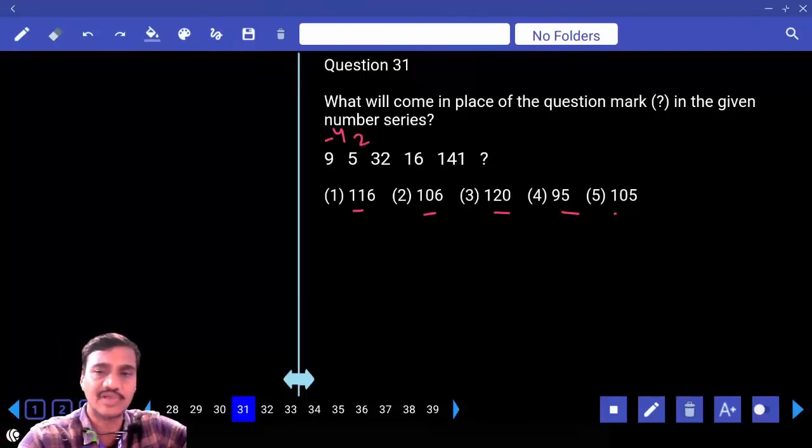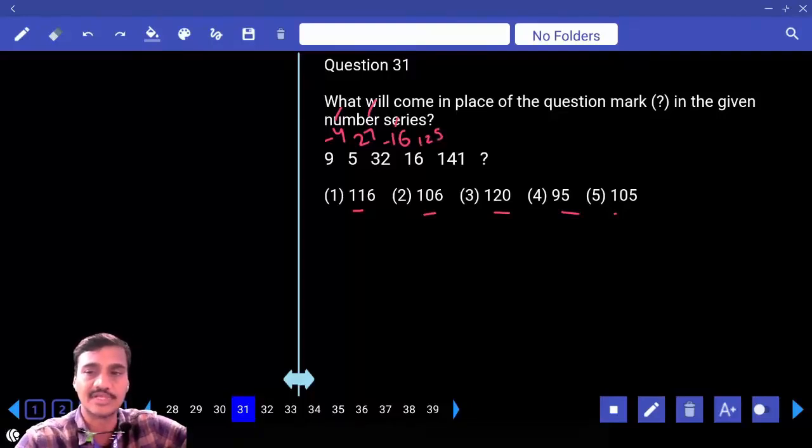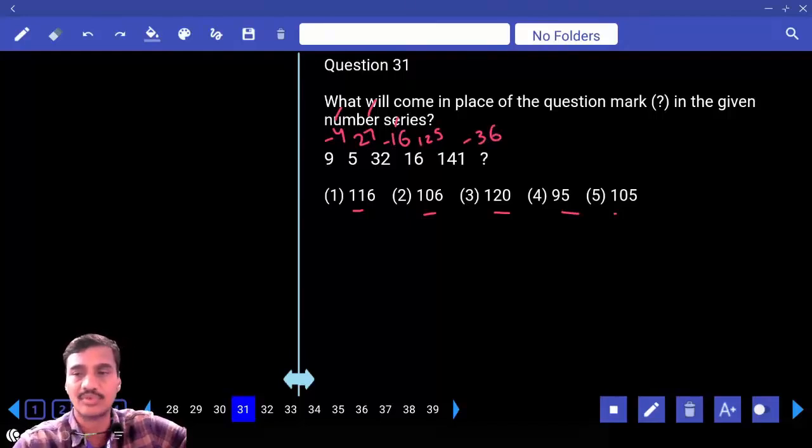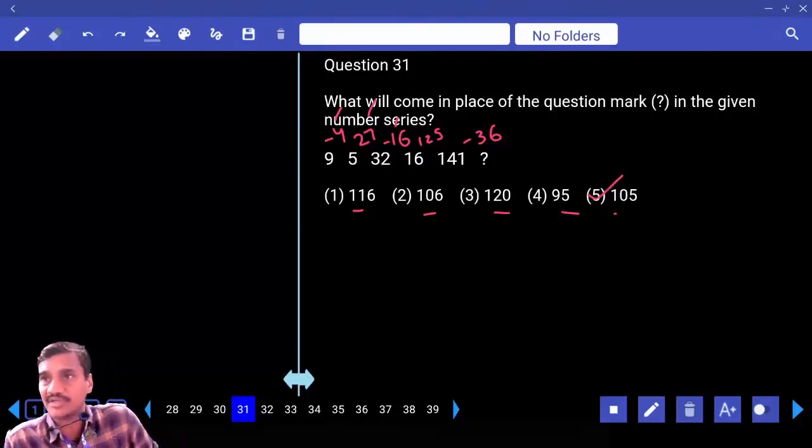5 and 27, 5 plus 27 is 32. And minus 4 plus 27. 32 and 16 minus 16. 4 can be written as 2 square. 27 is 3 cube. 4 square and 5 cube. What is 5 cube? 125. Next one 6 square. 41 minus 36. How much is that one? 105. The last digit is 5. 105, choice 5. Alternately, squares and cubes are subtracted and added.